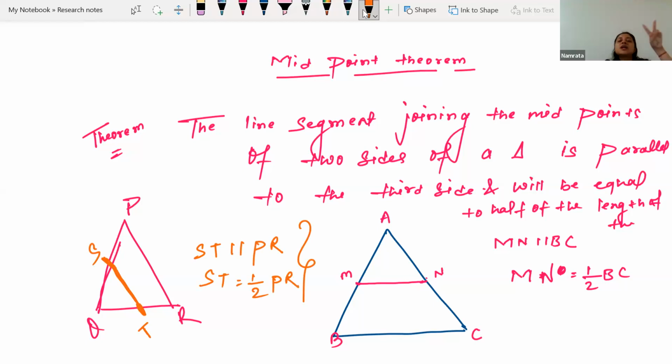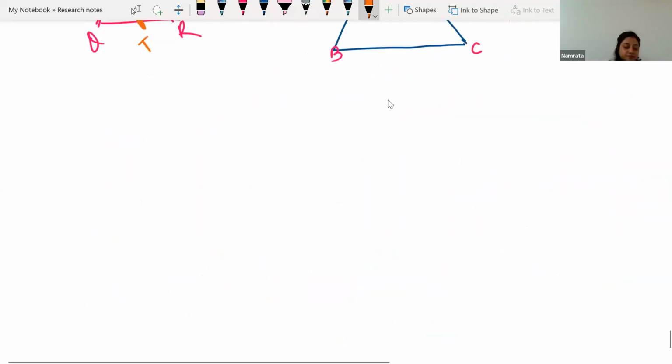Any two sides of a triangle you take, and if you join both the sides' midpoints, you will get a line segment which will be parallel to the third side, and its length will be half of the length of the third side. That's what the theorem says. Okay, now the converse of the theorem.